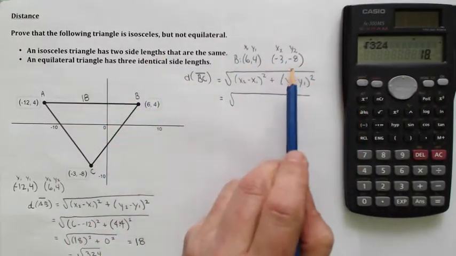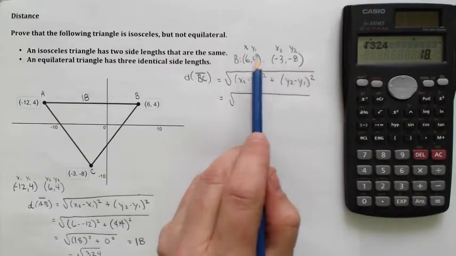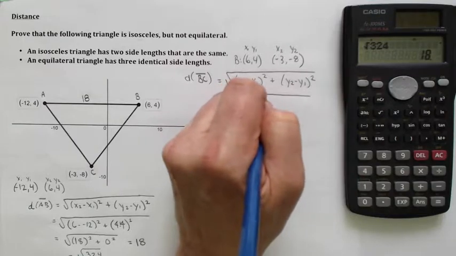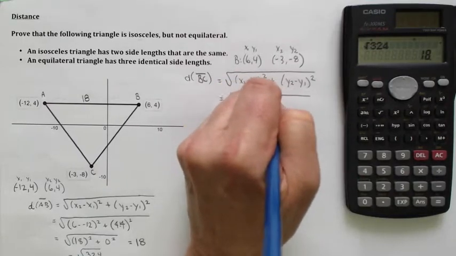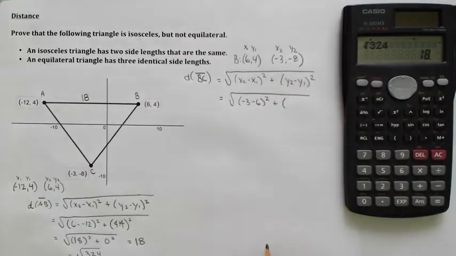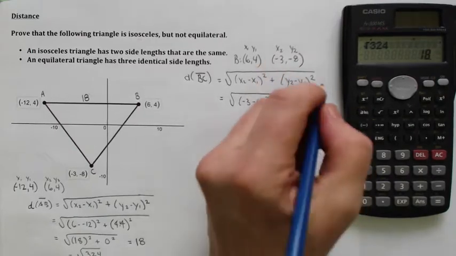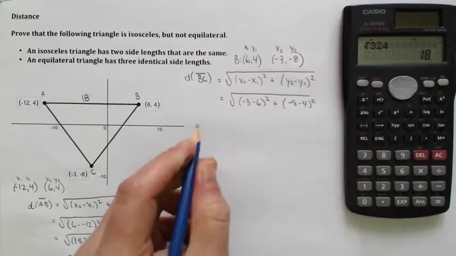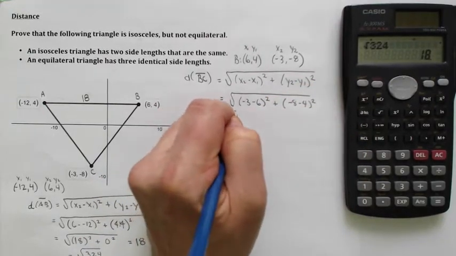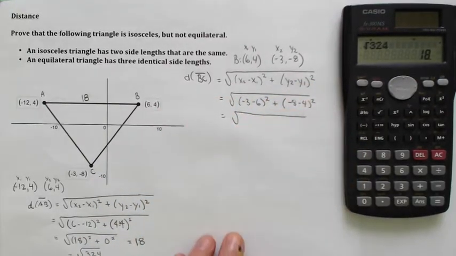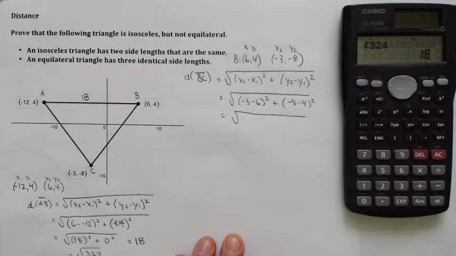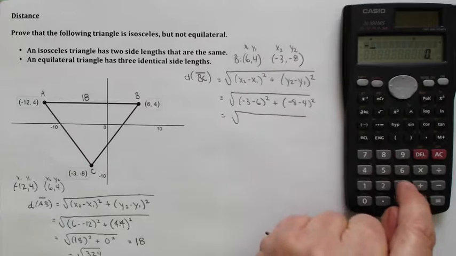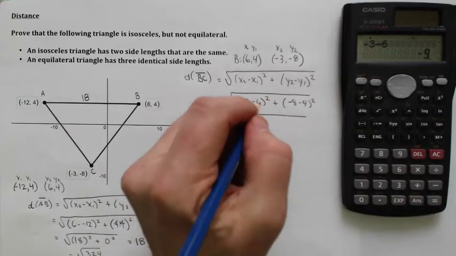So x2, negative 3 minus 6. So open up my brackets, negative 3 minus 6 squared plus, open my brackets, y2, negative 8 minus 4. So don't get messed up with the negatives here. You saw this in the instructional video, or the introductory video just previously. Negative 3 minus 6, right? Negative 3 minus 6 more is negative 9.